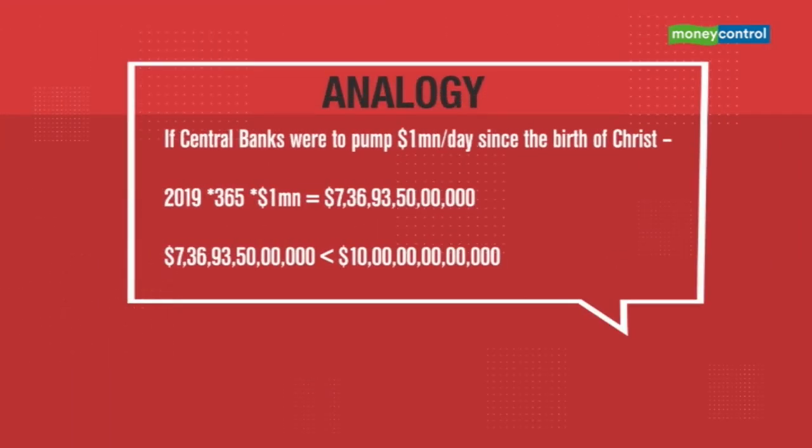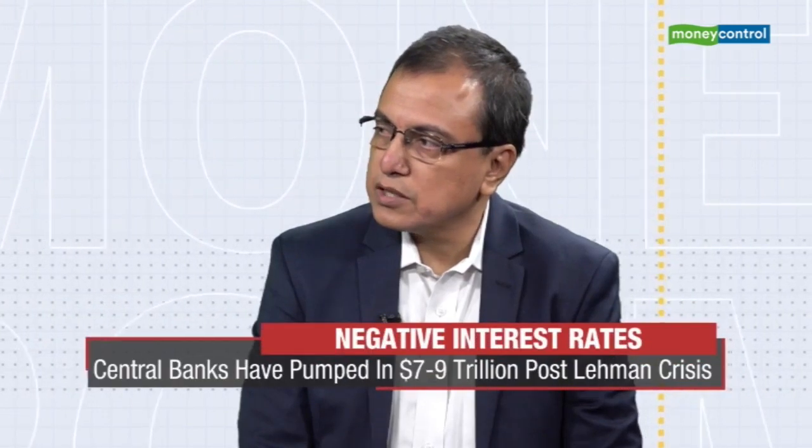Just to give a perspective on how much money, just imagine if central banks were to pump $1 million per day since the birth of Christ. If you do the mathematics, 2019 into 365 into $1 million, that comes to less than $1 trillion. The amount of money pumped in, as per estimates, is $7 to $9 trillion. That's a huge amount of money.